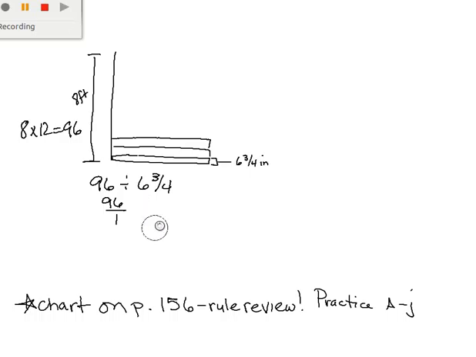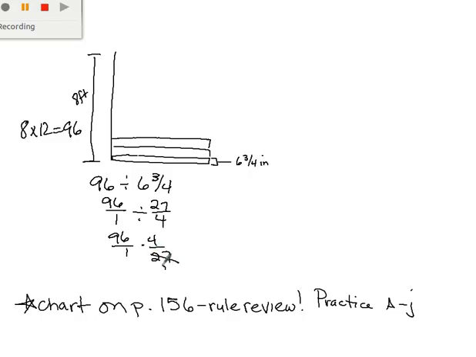Before you can do a multiplication problem, you need to change this mixed number into an improper fraction. 6 times 4 is 24, plus 3 is 27/4. If you then rewrite it as 96/1 times 4/27, you can go ahead and multiply 96 times 4 and divide by 27, but you might want to ask yourself, is there any number that goes into both 27 and 96 evenly? And the answer is yes, it's 3.